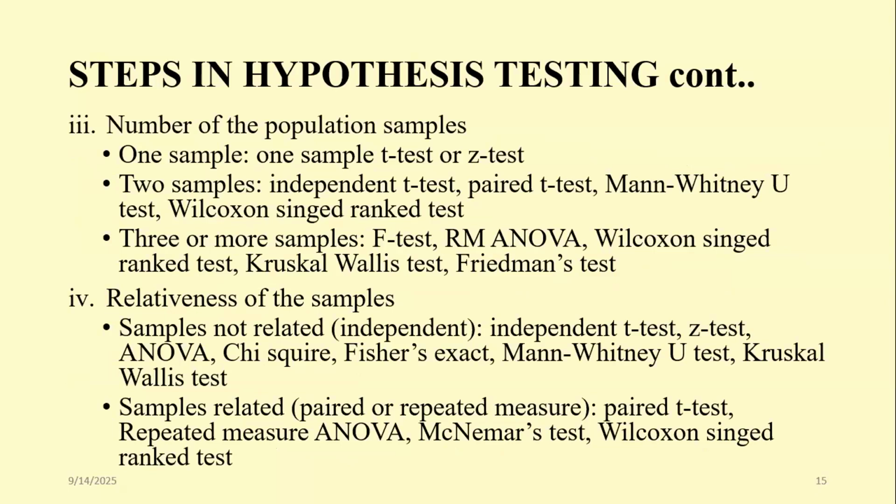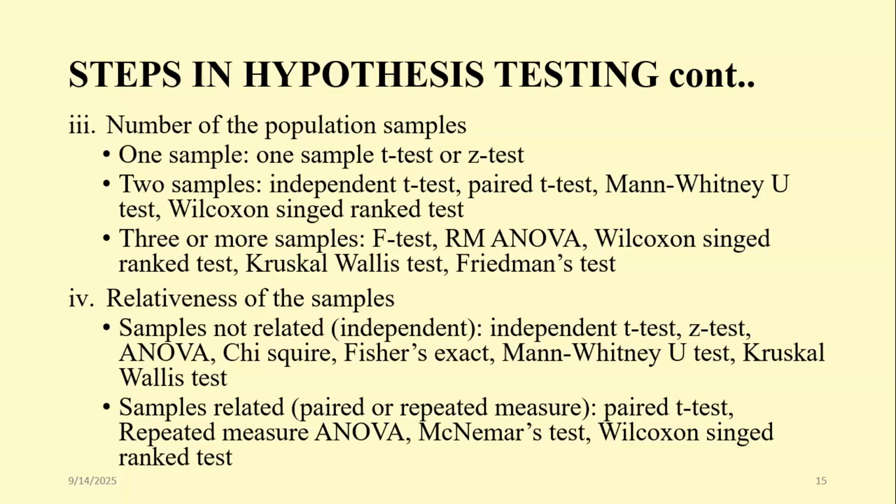Another quality you are going to consider in selecting the type of test statistic is the number of population samples. How many samples do you have in this research? Is it only one sample, or do you have two samples, maybe a research group and a control group? In this case, you have two samples. Whether you have one or two samples, there are different tests that you select for each type of statistic.